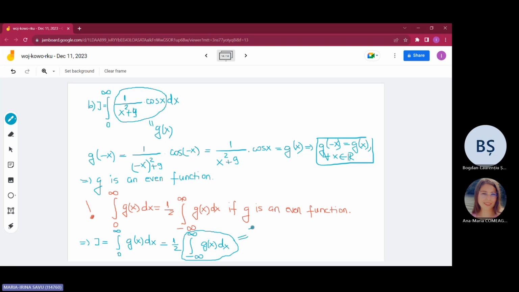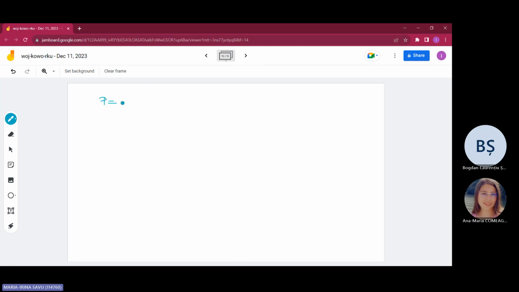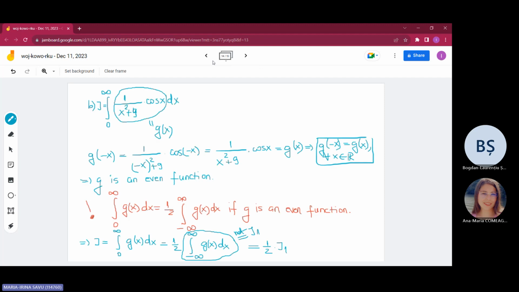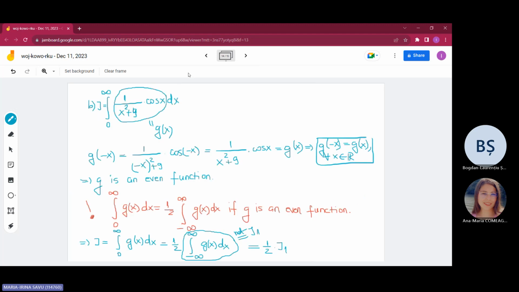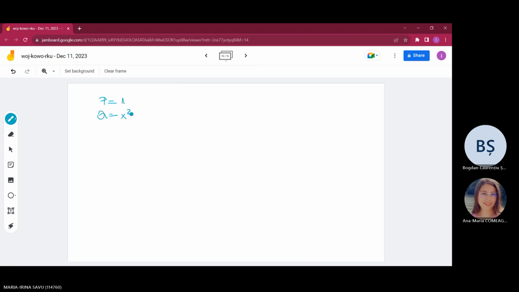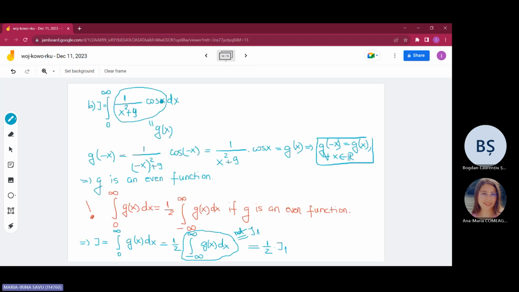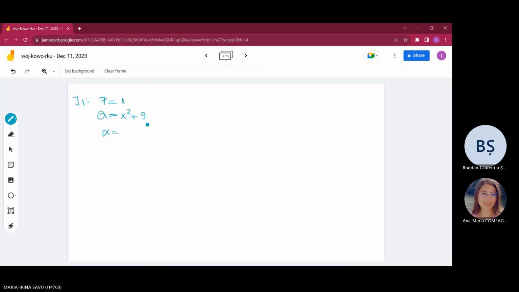Okay, so let's say that this is I1. So this expression will be 1 over 2 times I1. And if you want to compute I1, then you have to identify P. P will be 1. Q will be x squared plus 9. And alpha will be 1 because x here is multiplied by 1.